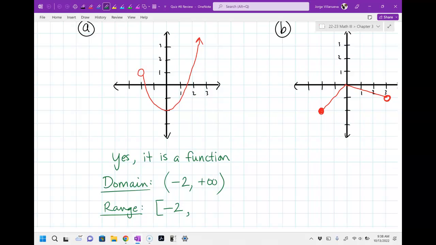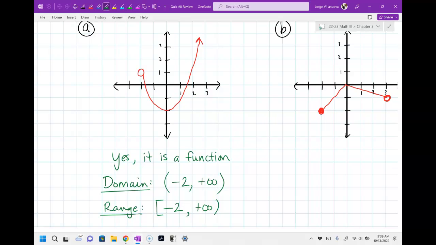How high does it go? Yeah, to infinity, right? The arrow is going up forever, right? So we're going to say positive infinity. And remember, you're not going to include infinity, because we can't capture infinity, right? It's not attainable. It's just a really big number. Okay, so there's part A.